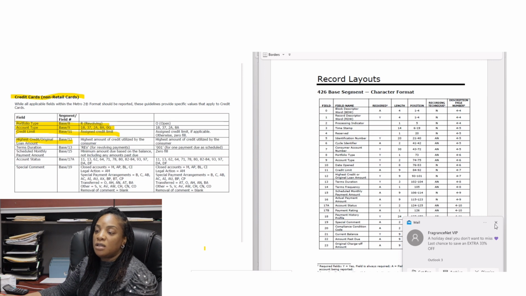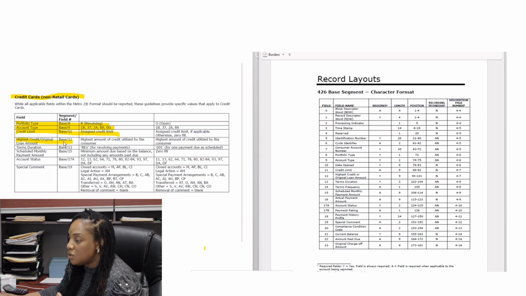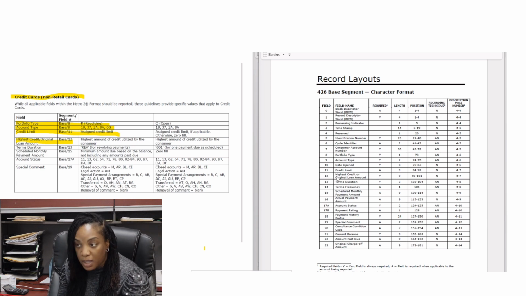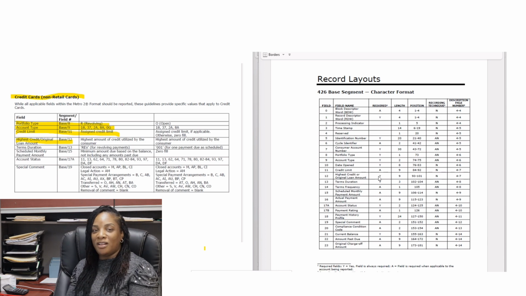And so moving on, highest credit amount, base segment field 12. So you're going to go here again, and you'll see where base field 12 is, highest credit or original loan amount. Yes, this is required. So that's why you see that all the time, which sucks. I hate that, because if you ever go a little bit over your limit, that's always going to be sitting there on your credit report, and every creditor who looks at your credit report is going to see that, hey, this person went over their credit limit at one point, or this person was almost at their credit limit at one point.